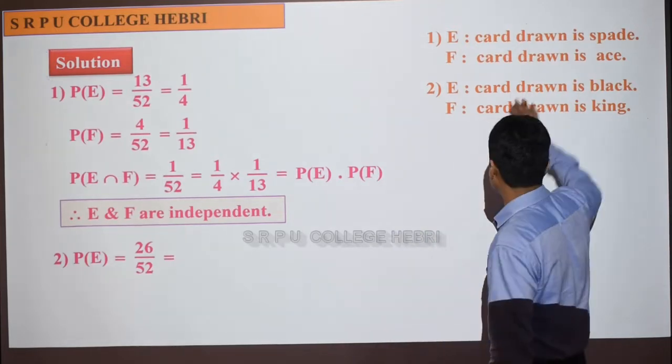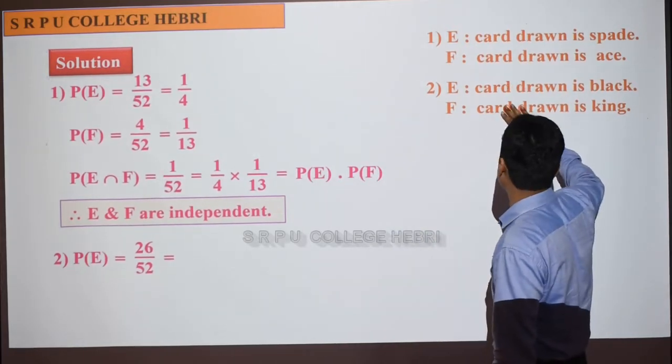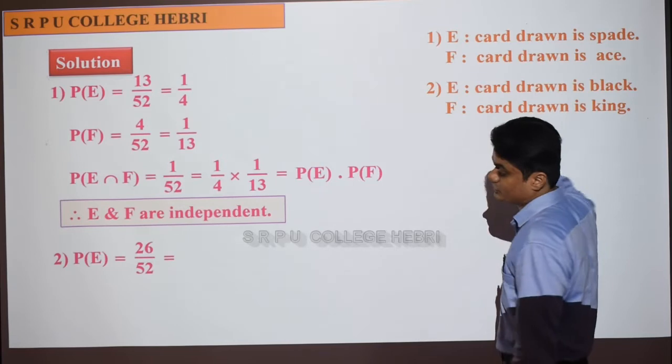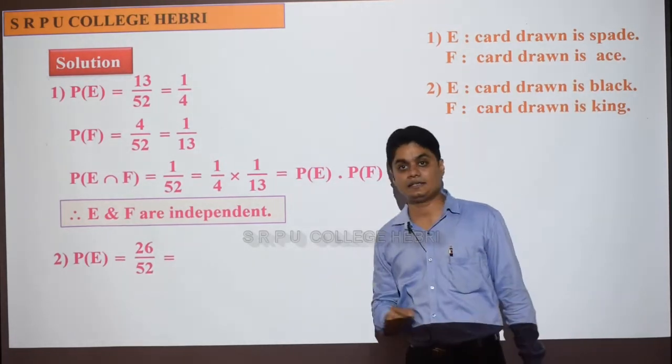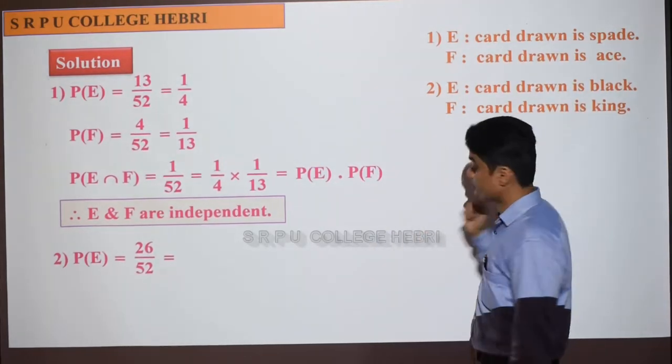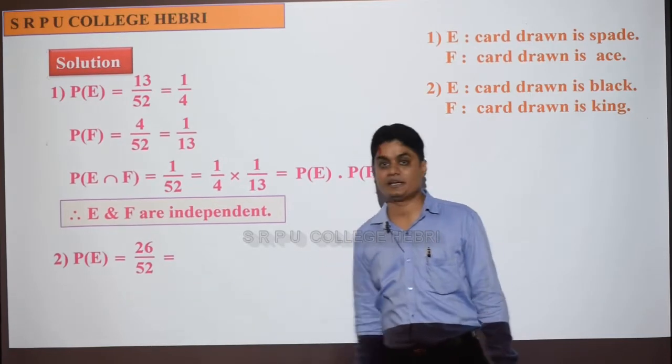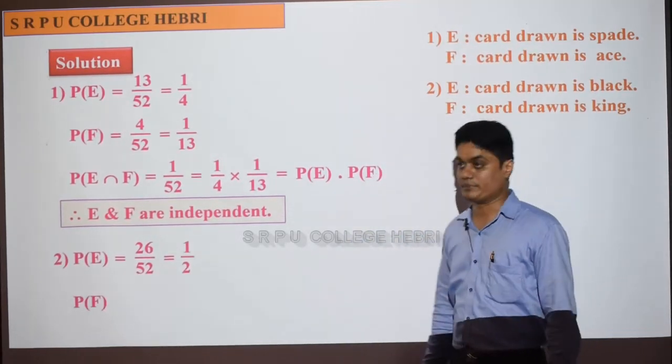So spade 13, flower 13. So total is 26 cards that are black out of 52. So probability of E is equal to 26 by 52, which is nothing but 1 by 2.